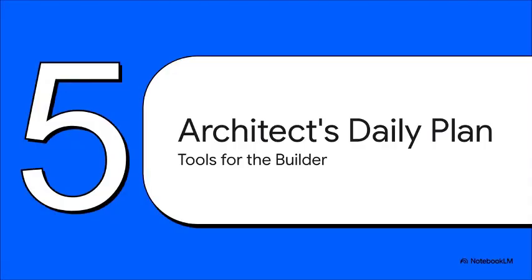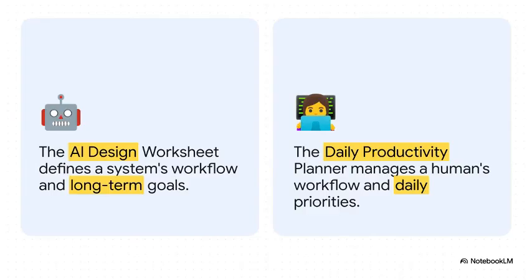Okay, so far we've focused completely on the blueprint for the AI itself. But what about the blueprint for the person who's actually building it? A brilliant plan is pretty much useless if the architect is disorganized or constantly distracted. This final, and I think equally important part of the toolkit, pivots from the AI's plan to the creator's plan. And this slide makes a really critical distinction. The AI design worksheet is for the system.